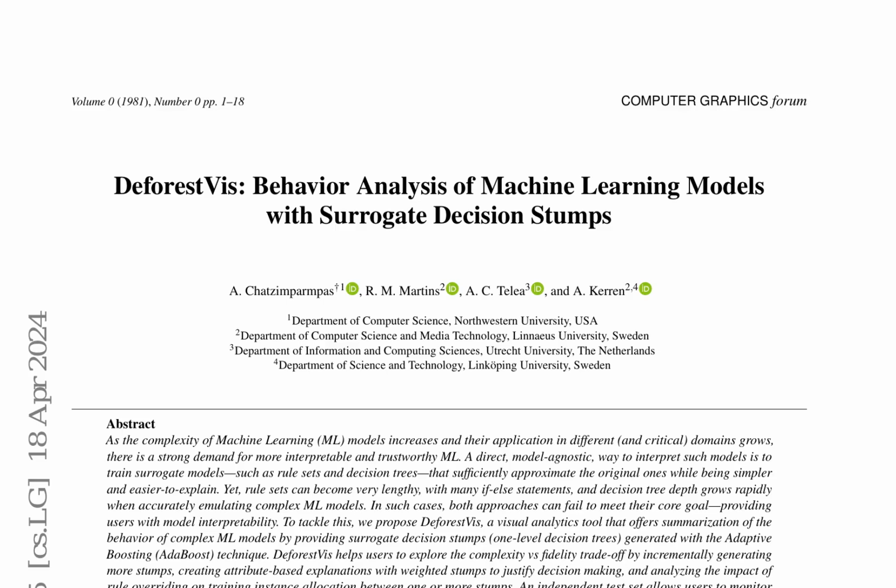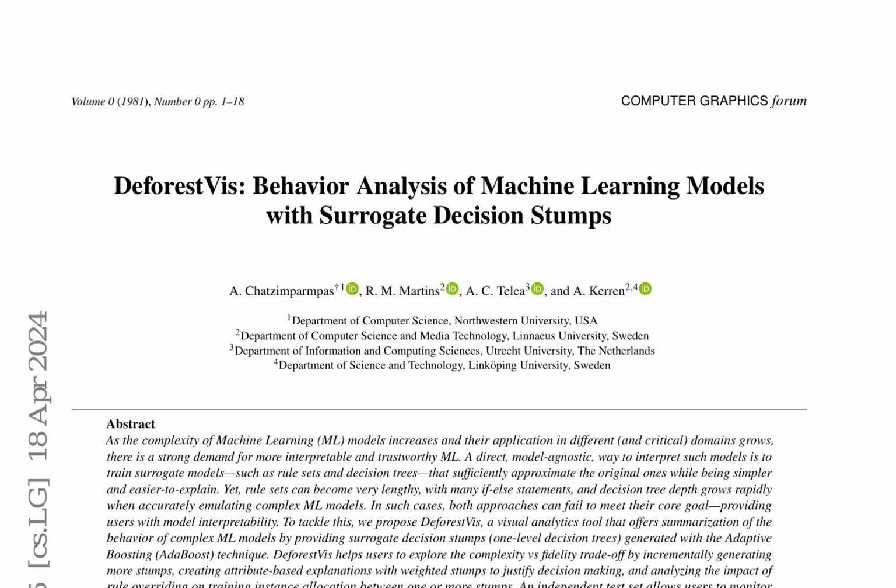DeforestVis addresses these challenges by extracting decision stumps from an accurate and simpler AdaBoost model, which approximates the behavior of a complex target model. This tool enables users to override the resulting decision stumps, providing a unique functionality not supported by other visualization tools. The importance of understanding the hierarchical structure of decision trees is also emphasized, a concept disregarded in tools like RuleMatrix and VisRuler.